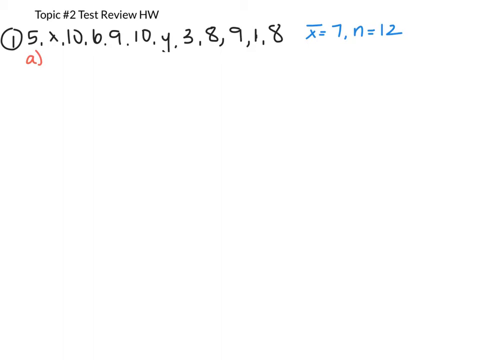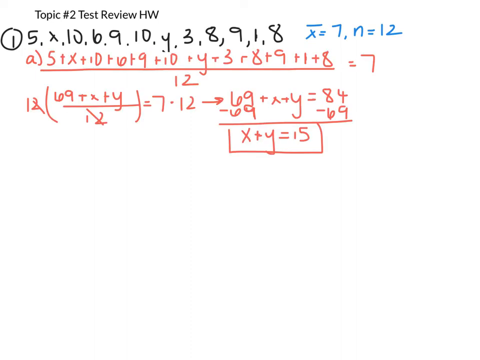Number 1 gives you a list of 12 numbers and they tell you that the mean, or x bar, is 7. Part A wants you to find the two missing values, x and y. So we're going to use the fact that the mean is 7 and we know there are 12 numbers. I'm going to set up a mean equation, an average equation. I summed up all the numbers that were given and divided by 12, because that's how you find an average, and set that equal to 7.